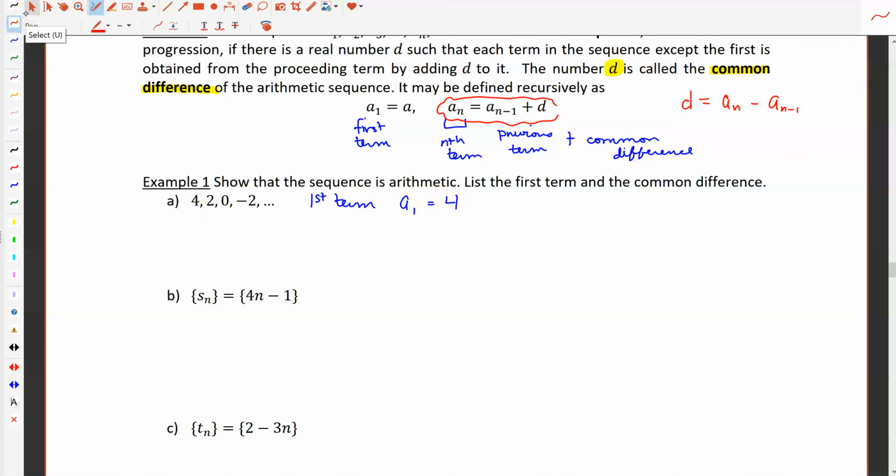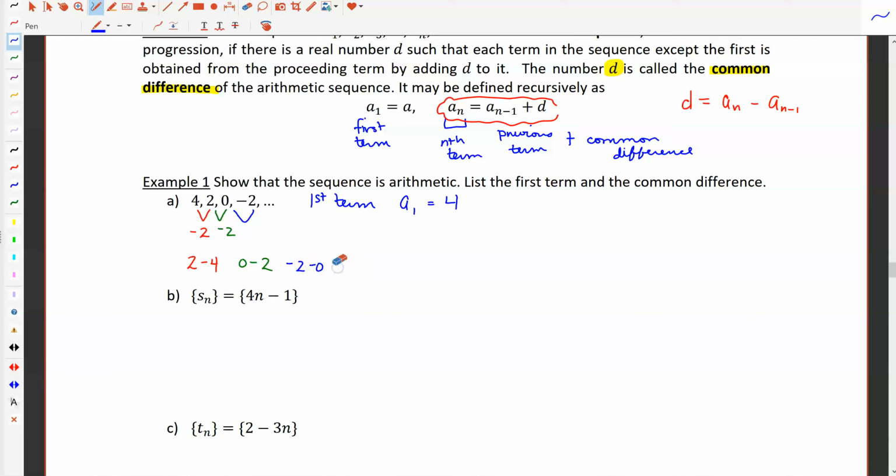Now, the next step is to find that common difference. We're going to subtract successive terms. And when you do the subtraction, it's always going to be in the order of further in the sequence minus its previous term. So for these first two terms, I would do 2 minus 4. When I do that, I get negative 2. If I had grabbed the next two terms, we would get 0 minus 2, which is also negative 2. If I had grabbed the next two terms, I would get negative 2 minus 0, which is also negative 2.